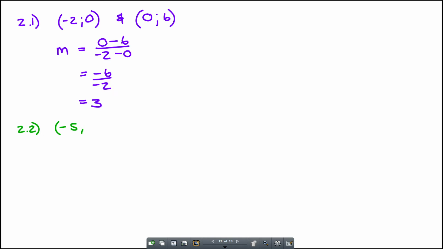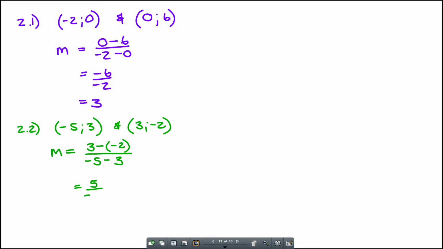Okay, at 2.2. Here the coordinates were given to me. Okay, so let's get difference in y. So 3 minus, look carefully, minus 2 over minus 5 minus 3. Okay, so at the top, 3 minus minus 2 becomes 3 plus 2. So it becomes 5 and at the bottom minus 8. Any questions? Good, can I skip? Okay.